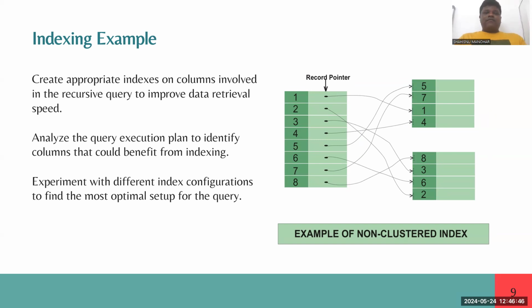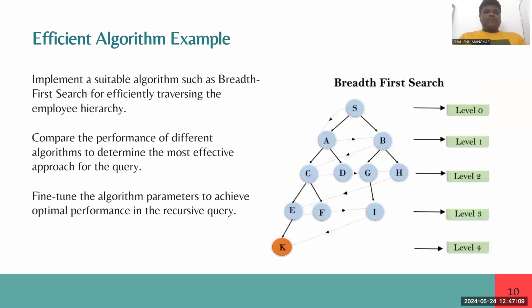For example, create appropriate indexes on columns involved in the recursive query to improve data retrieval speed. Analyze the query execution plan to identify columns that could benefit from indexing. Experiment with different index configurations to find the most optimal setup for a query. Basically, we can repeat and repeat so that, at last, we get the most optimal setup for a query.